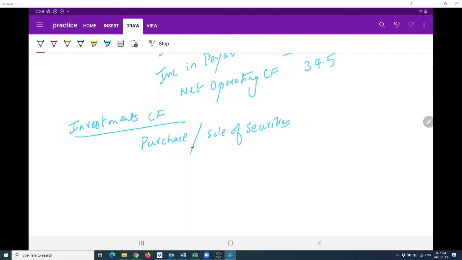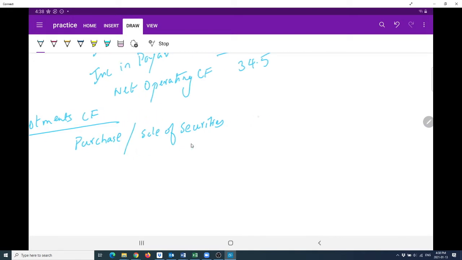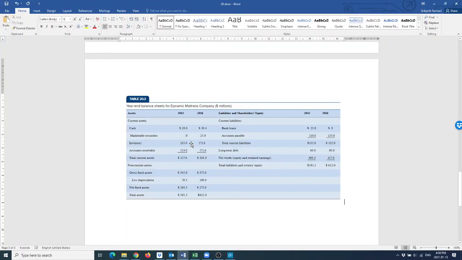Either the purchase or sale of securities. Here you've sold the securities, so it results in a net addition to your cash flow. So that's a $10 addition. The next thing we'll be focusing on is the fixed assets.